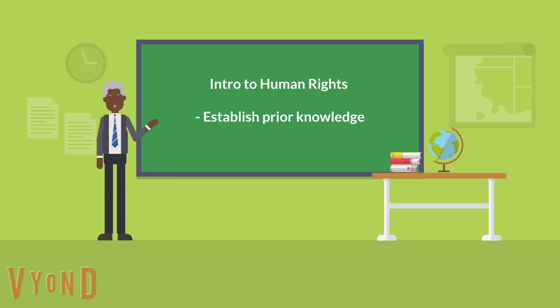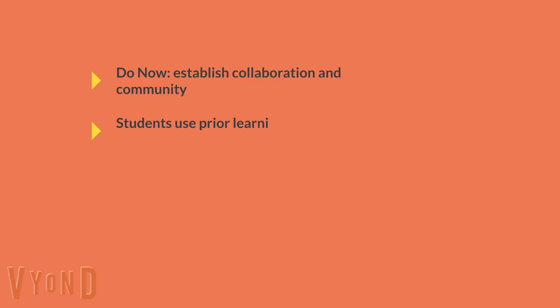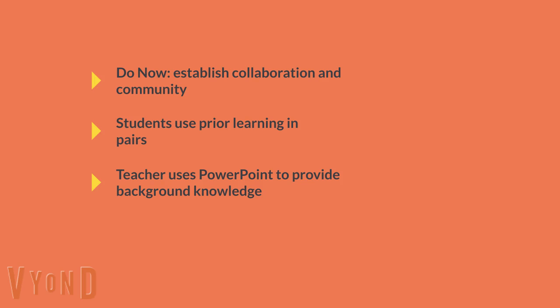This lesson is an introduction to human rights. The main learning objective of this lesson is to establish students' prior knowledge and understanding. Our first task in our lesson plan would be a do now activity that establishes collaboration and community. Students would get into pairs and discuss what they already know about the concept.